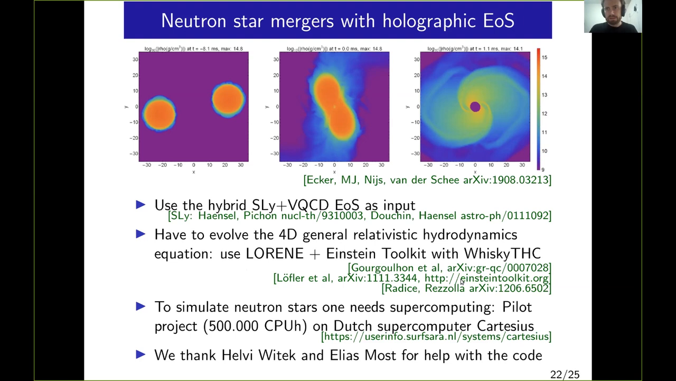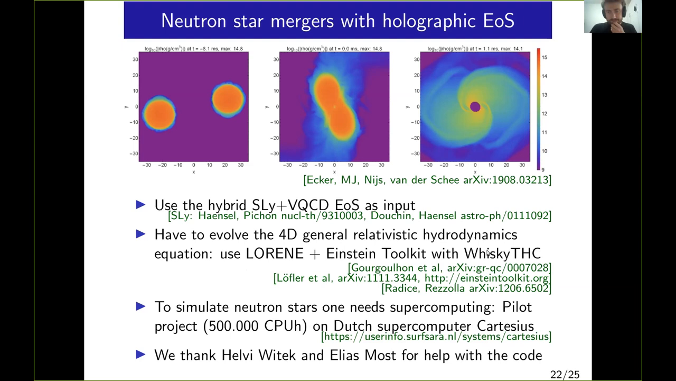And this is computationally heavy, so to do the simulation you need supercomputing. We have this pilot project on the Dutch supercomputer Cartesius. In particular, we thank Helvi Witek for help with the Einstein Toolkit, and Elias Most for help with the coding, in particular with the WhiskyTHC code.